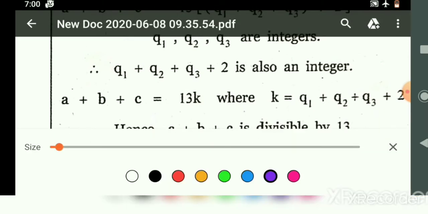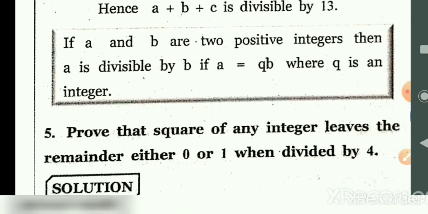13k is divisible by 13. So the full term, a plus b plus c, is also divisible by 13. Note: a and b are two positive integers, then a is divisible by b if a is equal to qb, where q is an integer. Next we are going to sum number 5.